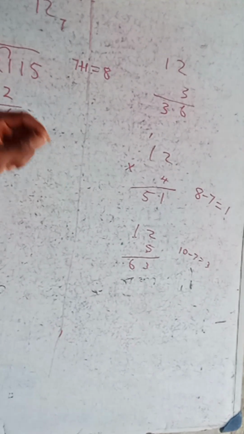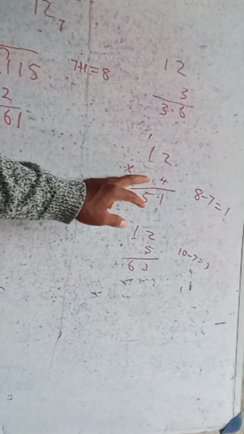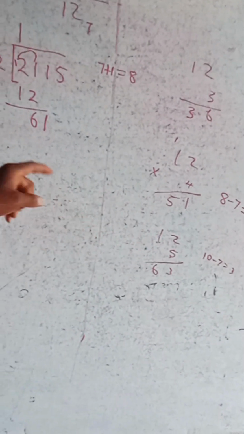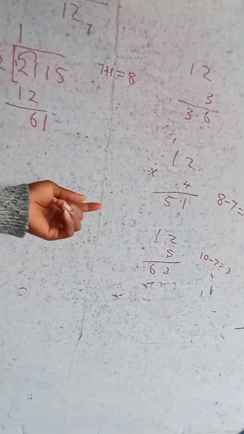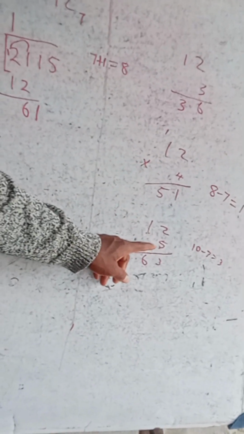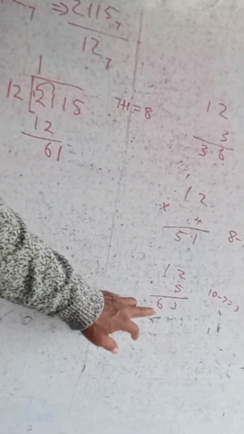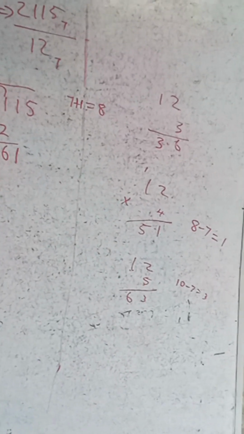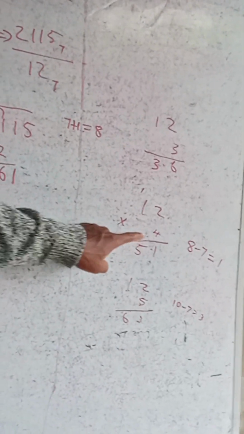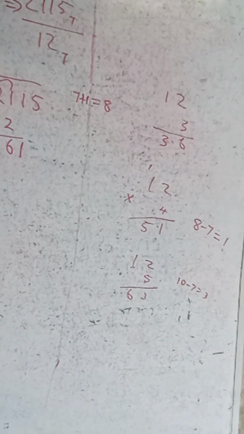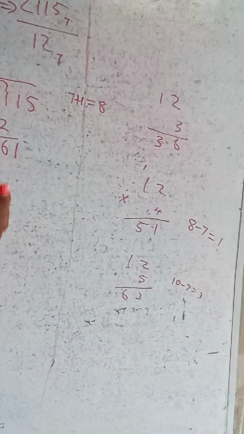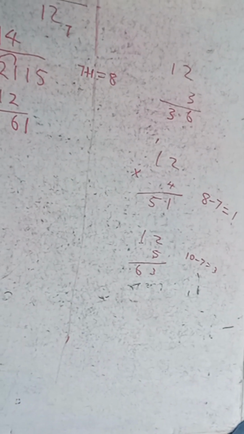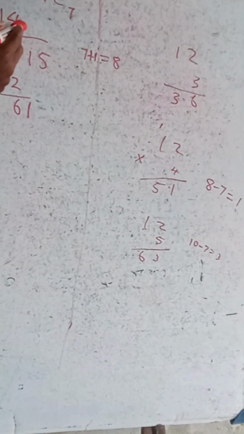If you look at it, we said how many times is 12 going to appear in 61 under base 7? When we use 4, it gave us 51. That is not up to 61. But when we use 5 times, it gives us 63, which is more than the 61. It means we will go with 4 times. So 12 will appear in 61 4 times. We are going to write 4 here.